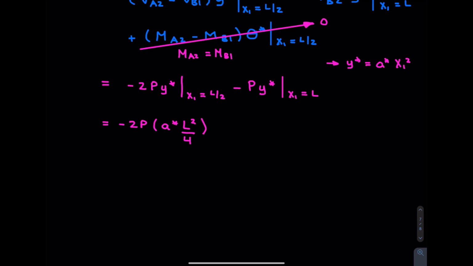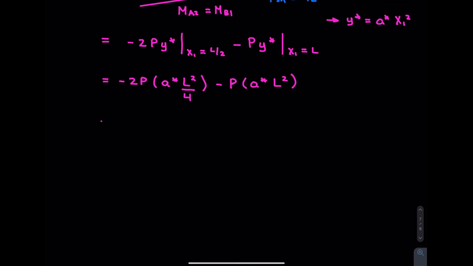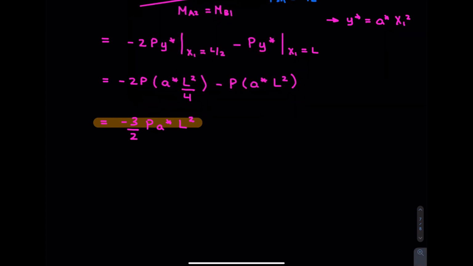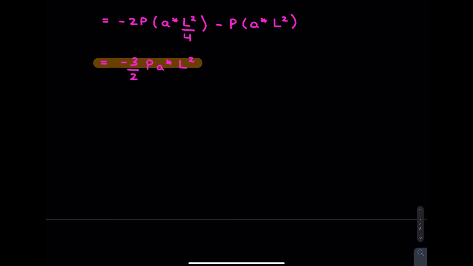Not bad. Carrying on, I have a negative p again. Then I have another y star, but this time at x1 is equal to L. All I need to do is substitute L into that equation. I get a star times L squared. And as you can see, this can be nicely simplified into negative 3 over 2 times p times a star times L squared. And this right here, ladies and gentlemen, is going to be our external virtual work. This is great because it means we're one step away from finding our final answer. So again, this is our external virtual work.